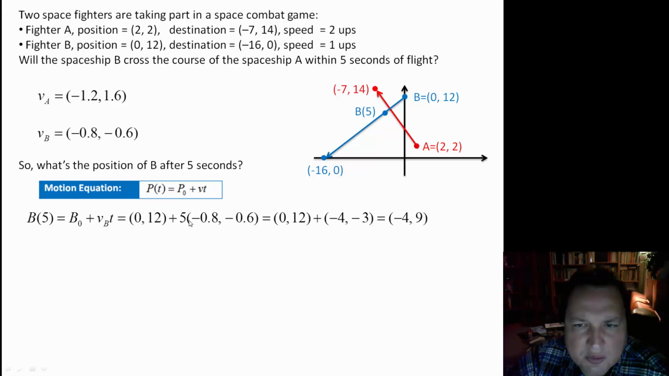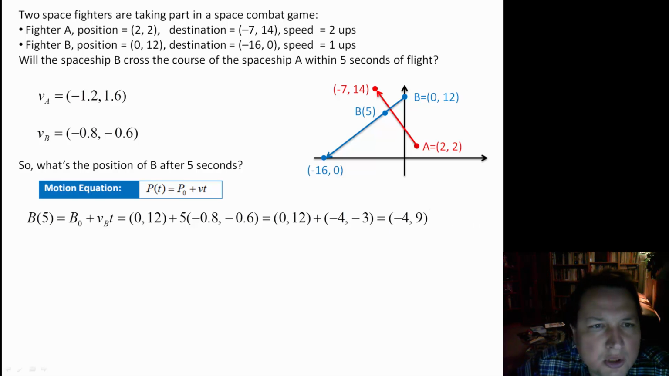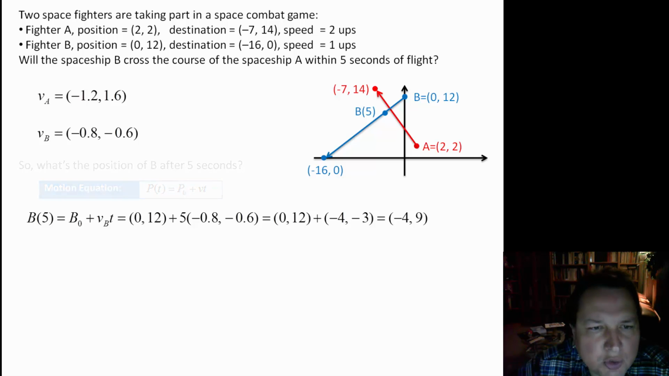This vector multiplied by 5: -0.8 times 5 is -4, -0.6 times 5 is -3, so (0, 12) plus (-4, -3) is (-4, 9). So that's the position of fighter B after 5 seconds of flight. B5 is another important value which will now join the other two that we already have.